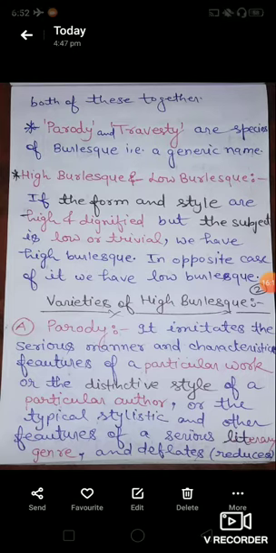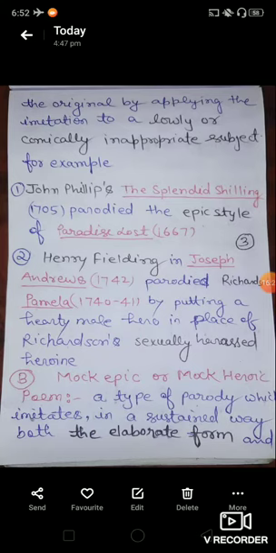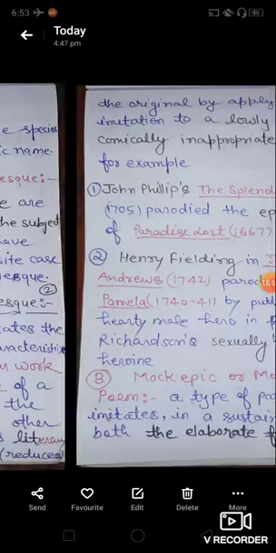And what does it do? As I told you, it deflates the original by applying the imitation to a lowly or comically inappropriate subject. So as I told you, the subject matter will be trivial, of low value, a comically inappropriate subject. See, lowly or comically inappropriate subject. So this original is being deflated.